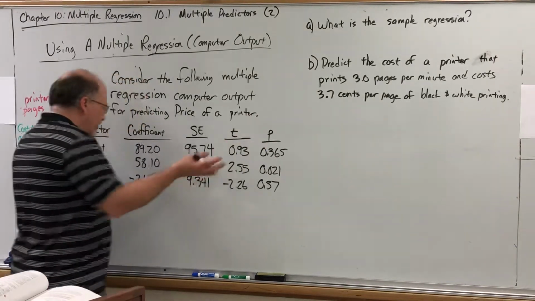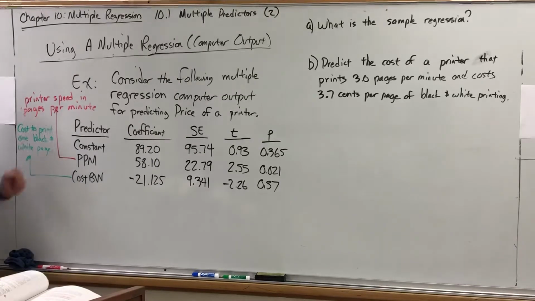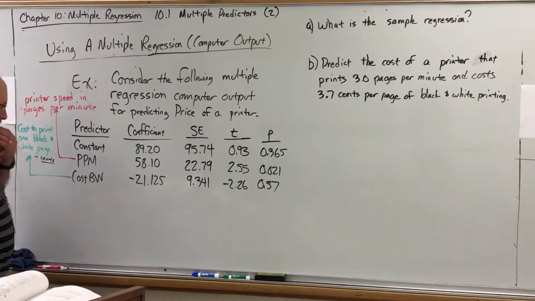Now before we get into the numbers, I want to point out that we have two explanatory variables. ppm, which is the printer speed in pages per minute, and cost BW, which is the cost to print one black and white page, and I forgot to put in cents. So how many cents does it cost to print one black and white page?